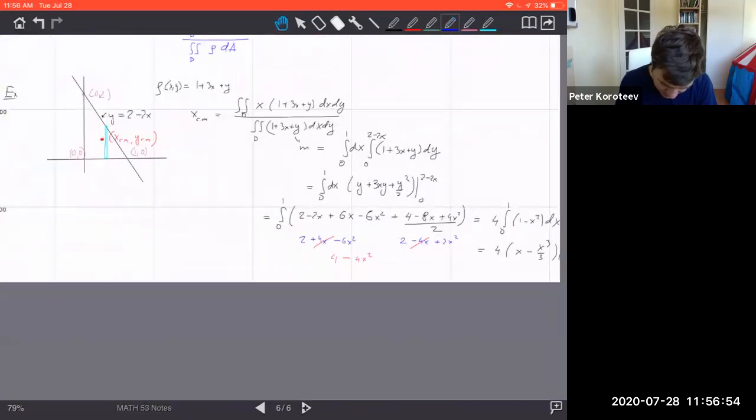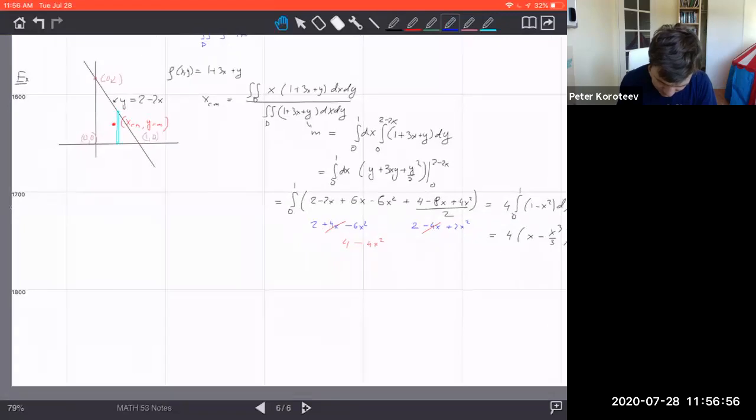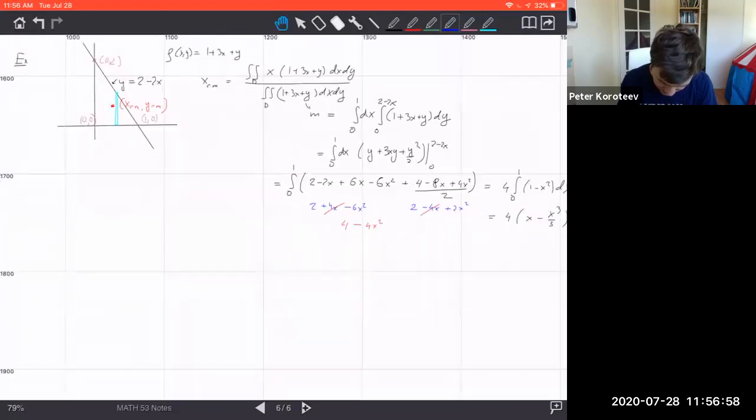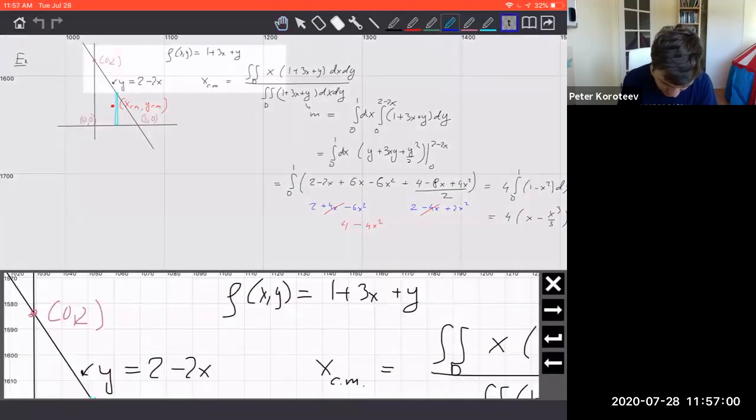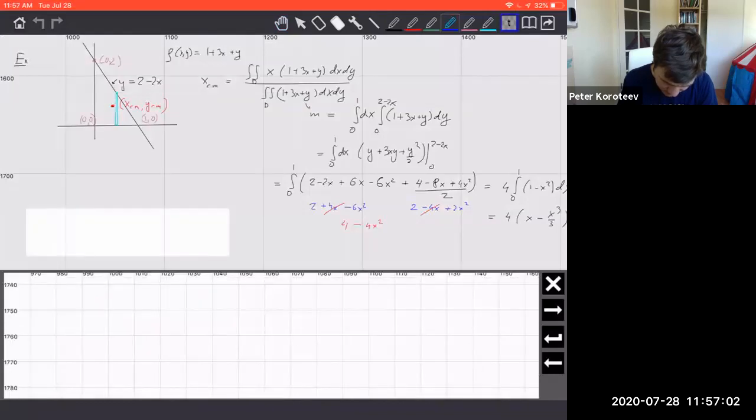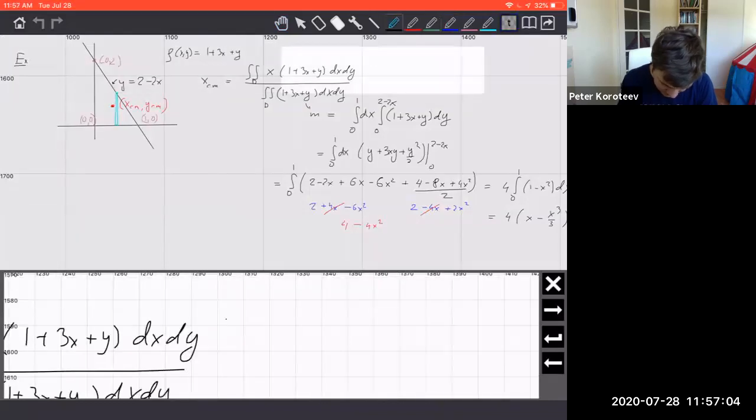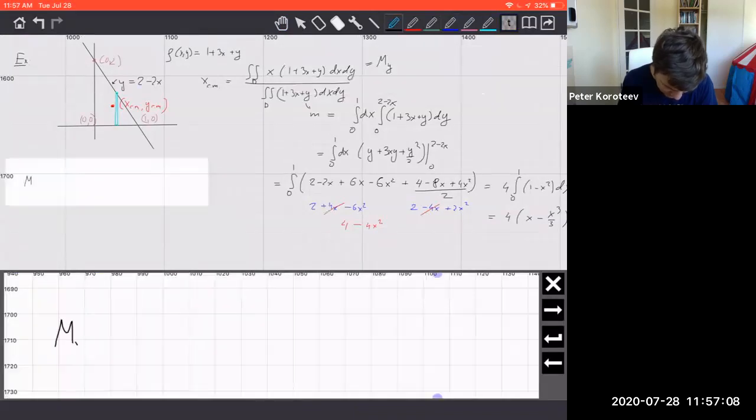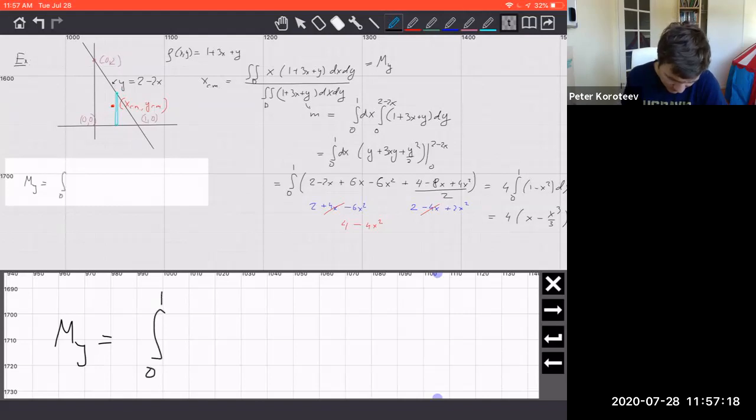Okay, now we found the mass. Now let's find the moments. Kind of running out of time, but let's find my. Essentially, it's the same integral. We'll do the same, right? So we integrate from 0 to 1 dx, and then what we'll have here will be the integral of that.